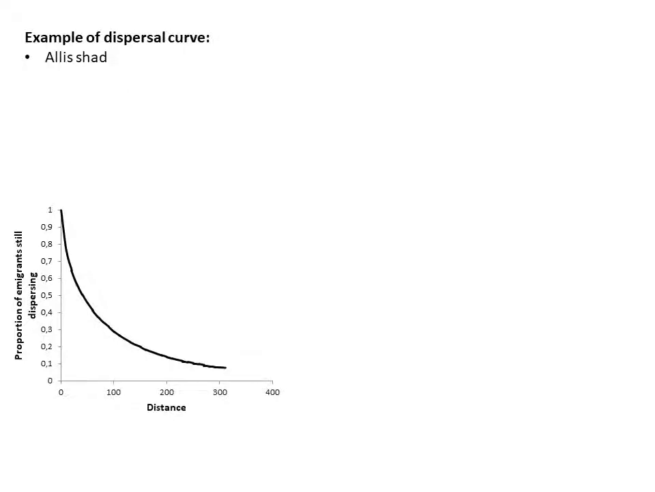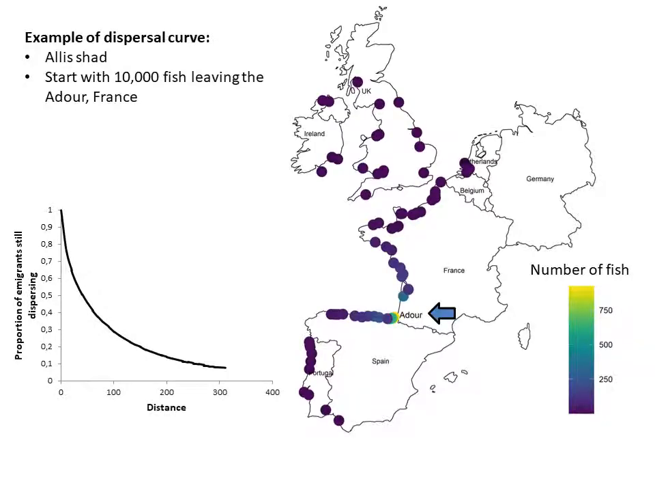Now we can focus in on one particular catchment for our example. So here we are using the Adour as an example, as indicated by the arrow. And we are, say, starting with 10,000 fish that are leaving this river. And then we are asking, where are these fish going? So these circles on the map are representing all of the possible catchments that these fish can disperse to. And the color of the circle represents the number of fish that are dispersing to that catchment. So when you see a yellow color, there's a large number of fish that are dispersing to that catchment.